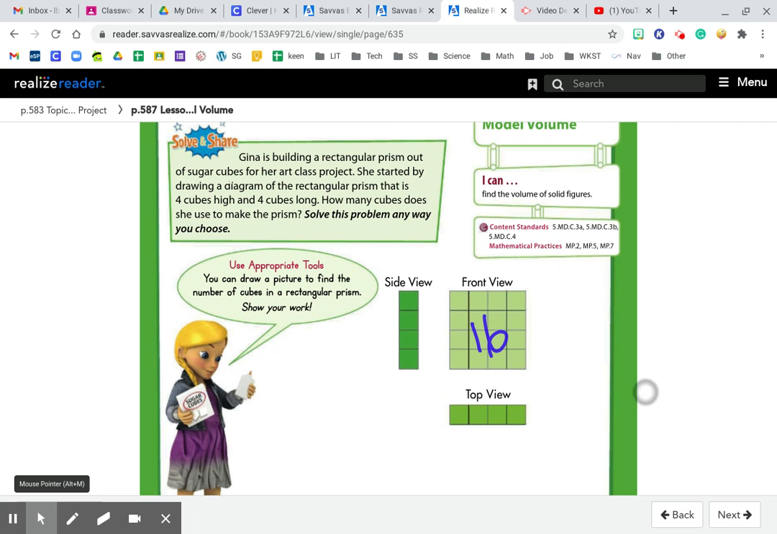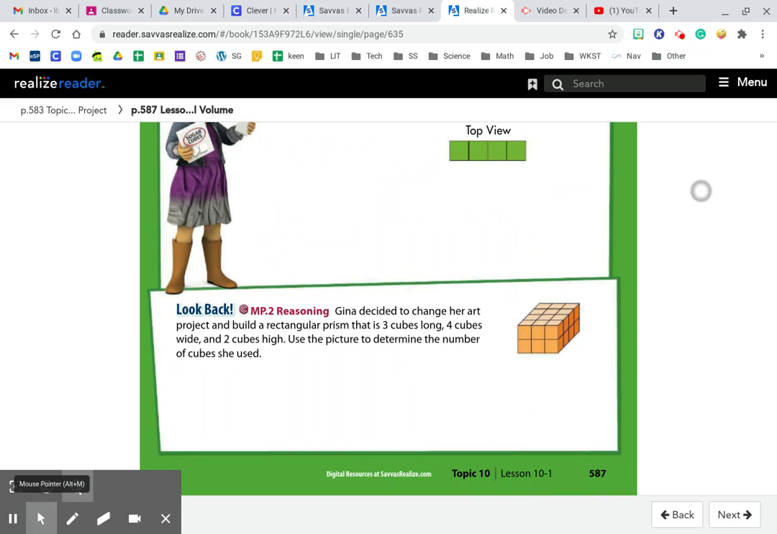So what happens if the side view is bigger or the top view is bigger? That's what we're going to be talking about today as we talk about volume of solids. In this shape at the bottom, you can see it's definitely not just one cube thick. So let's take a look at what we have here.